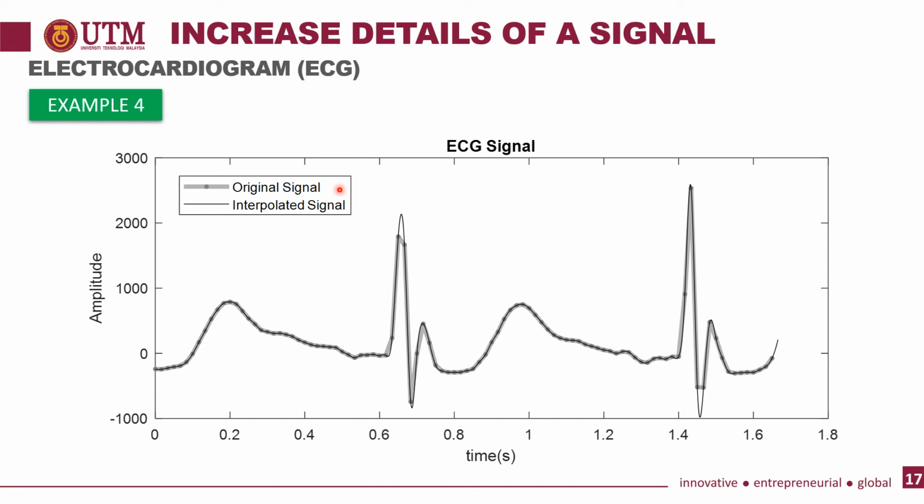So in ECG, the peaks are really important, because they can indicate what your current condition is, what is happening now. So from here you can conclude that interpolation can increase the detail of a signal. Before this, it doesn't have any peak, but after we interpolate it, we have a peak. So it can improve the details of a signal.